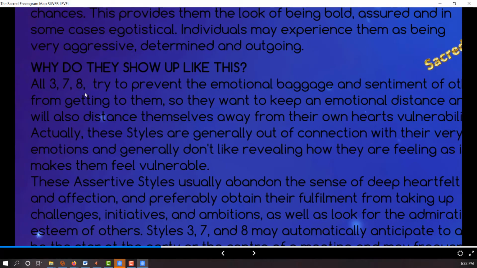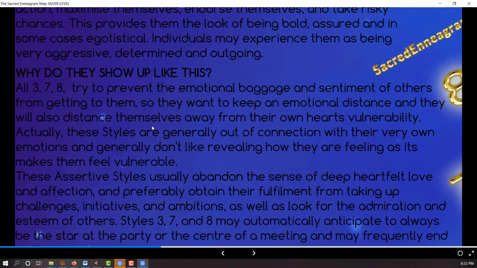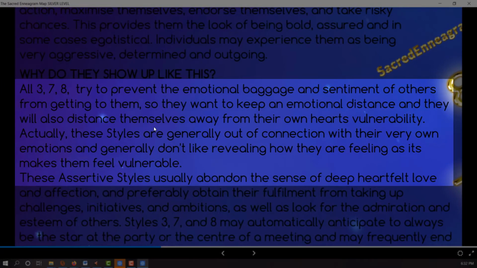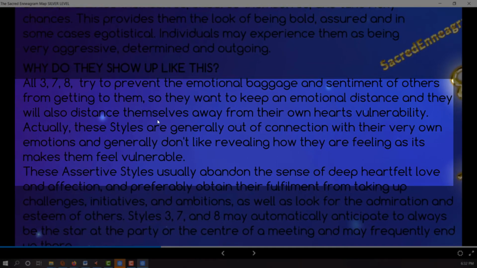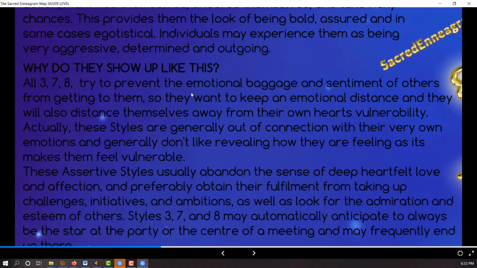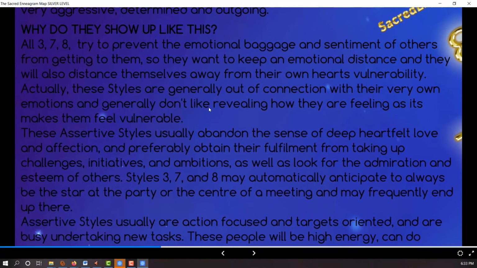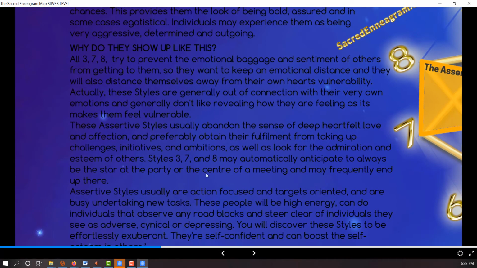So all Enneagram types 3, 7, and 8 try to prevent the emotional baggage and sentiment of others from getting to them. So they want to keep an emotional distance, and they will also distance themselves away from their own heart's vulnerability. Actually, these styles are generally out of connection with their own emotions and generally don't like revealing how they are feeling, as it makes them feel vulnerable. So it goes into a lot more information as to why they show up like this.